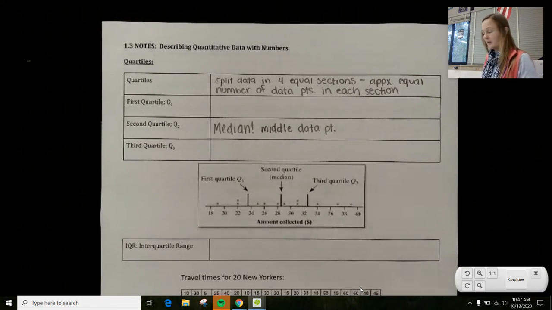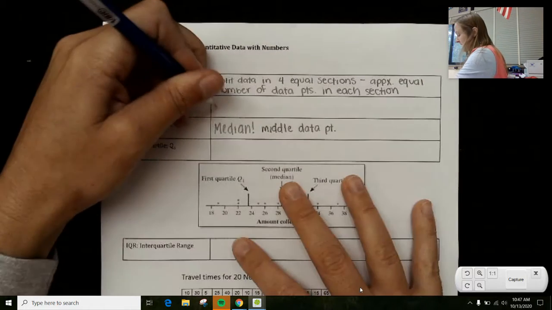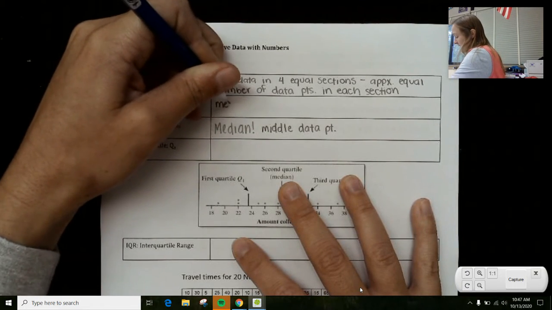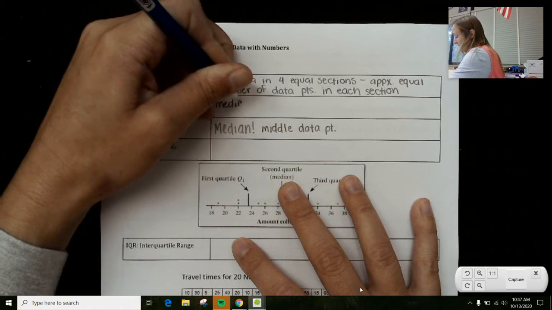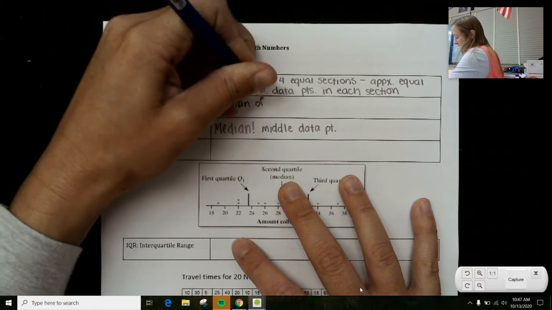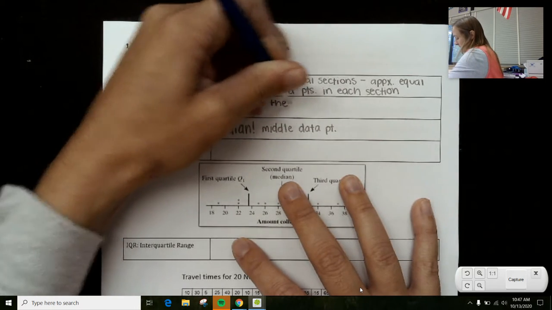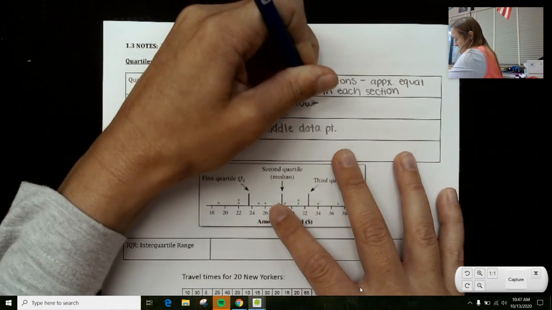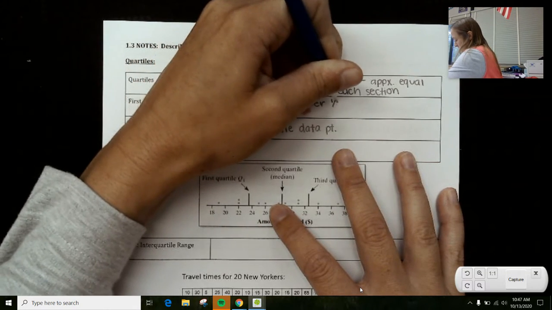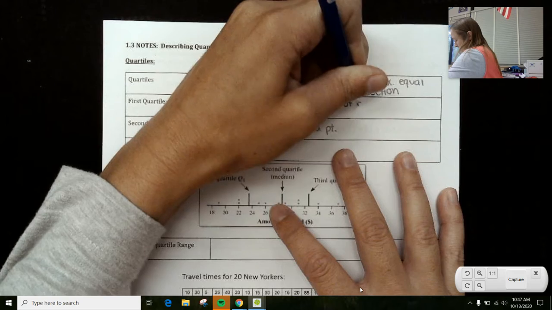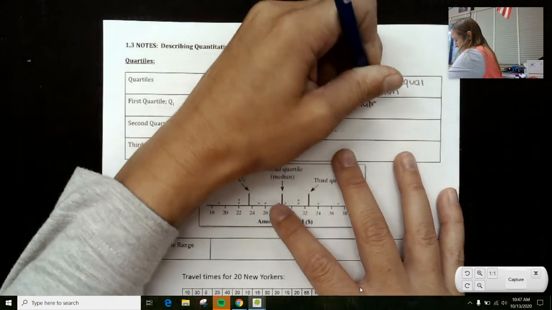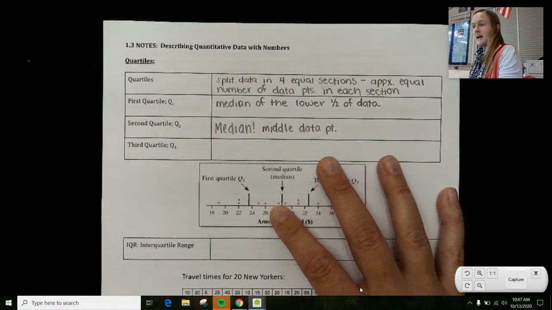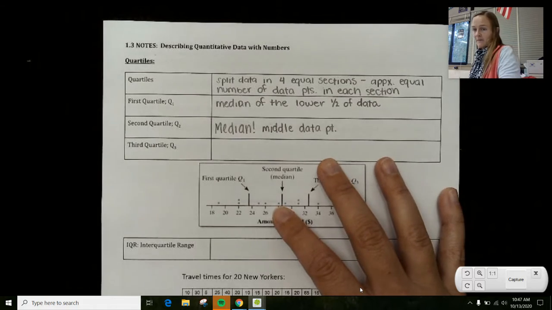So the first quartile is the median, or the middle value, of the lower half of the data. Median of the lower half. And so the third quartile would be the median of the upper half of the data.